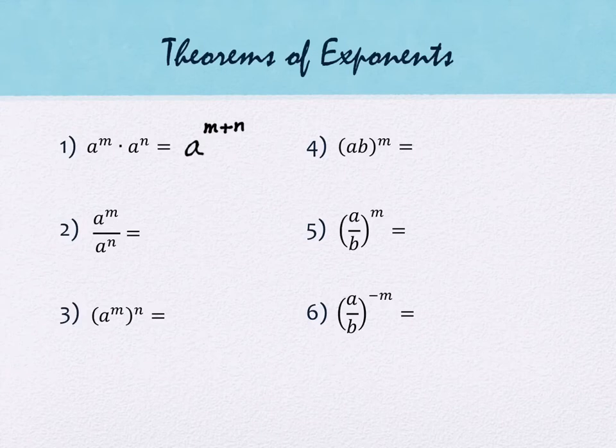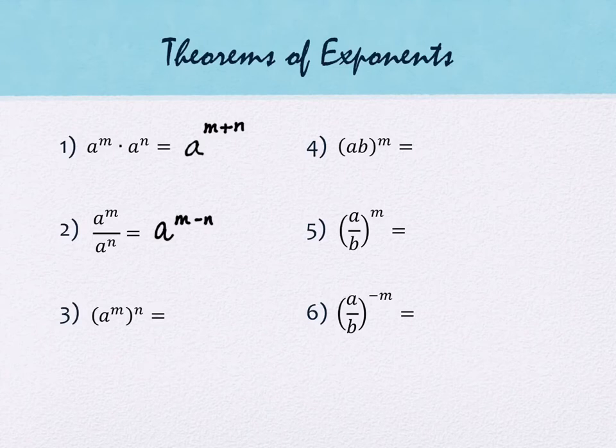So on the first one, if it's multiplication and we add exponents, what do you think happens when we have division? You subtract exponents. Yep. So this is a to the m minus n. That's what I think should intuitively happen, and it does.